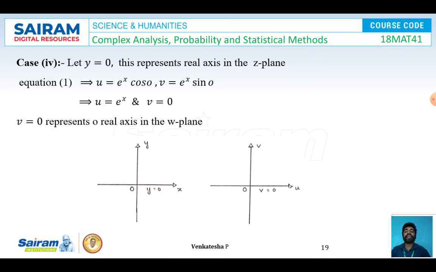Case number 4, I'm taking y is equal to 0. This y is equal to 0 is called the real axis in the z plane. So now I'm replacing y is equal to 0 in the equation. I got u is equal to e power x cos 0 and v is equal to e power x sin 0. We know that cos 0 is 1 and sin 0 is 0. So I got u is equal to e power x and v is equal to 0. So this v is equal to 0 represents the real axis in the w plane.